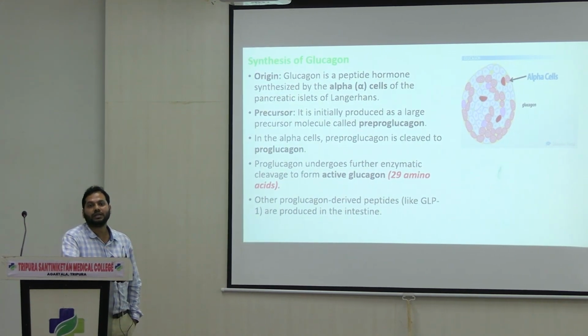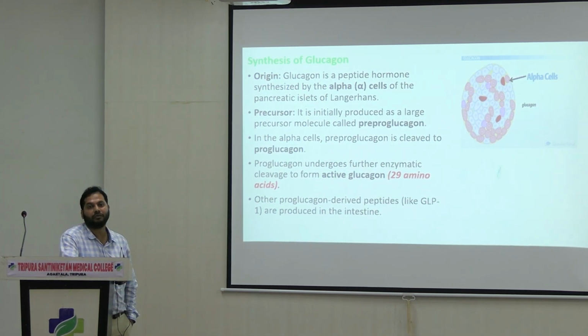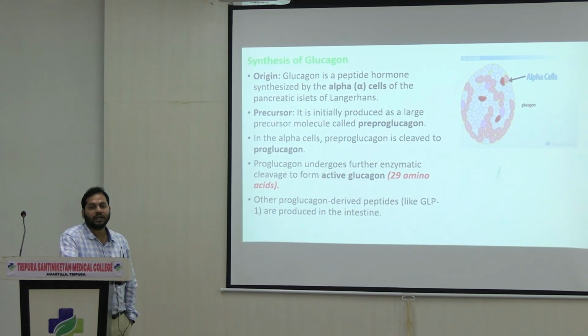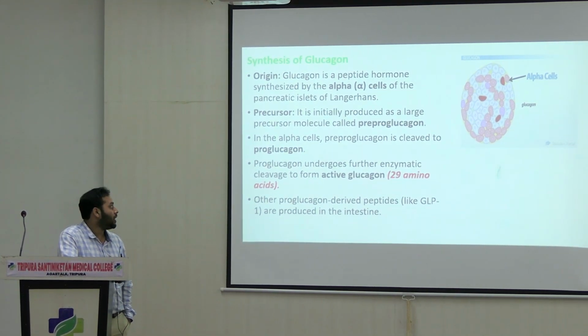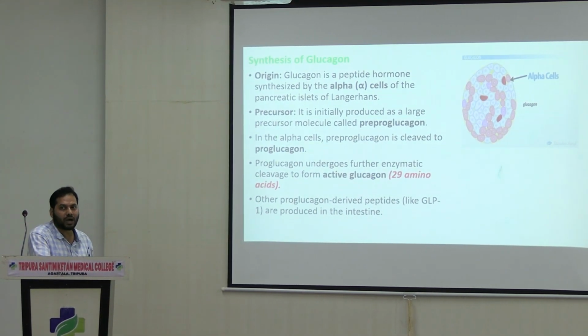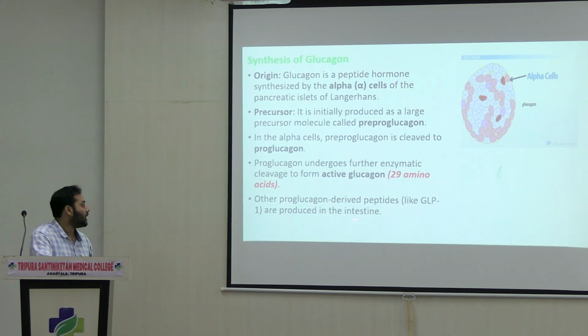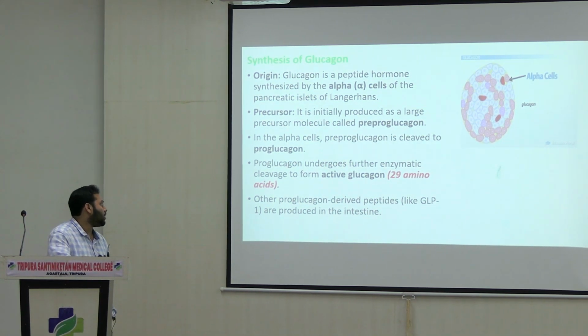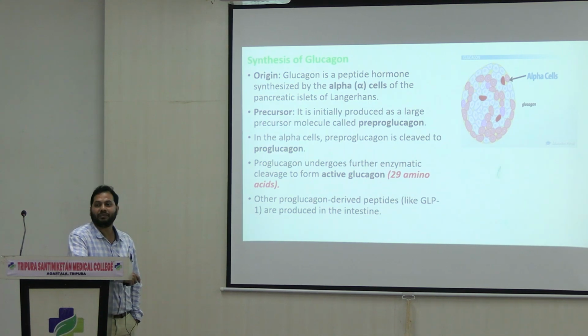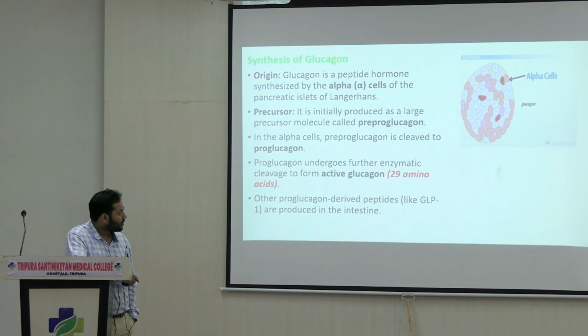Means the alpha cells are not the only source of the active form of glucagon. There are some hormones which look like glucagon that are produced from other parts of the body. For example, the intestines produce some proglucagon-derived peptides.